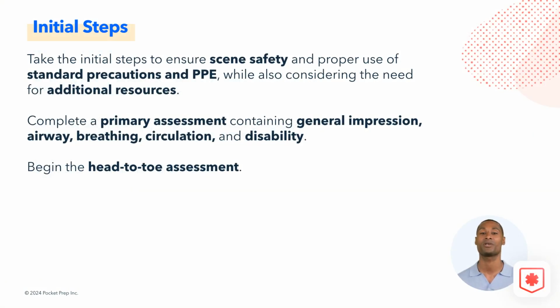Remember to take the initial steps to ensure scene safety and proper use of standard precautions and personal protective equipment, while also considering the need for additional resources. Then, after completing a primary assessment containing general impression, airway, breathing, circulation, and disability, it's time to get into the head-to-toe assessment to help treat and assist your patient further.